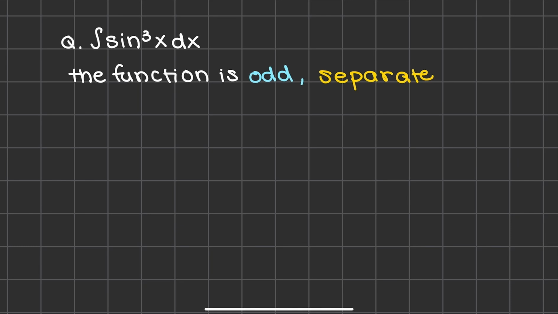And what do I mean by this? I mean you simply have to make it even. So in this case, it would just be the integral of sine of x times sine squared x. It's exactly the same thing. The only thing you did was separate it in order for you to then apply the identity. But this time we're going to do a different identity.